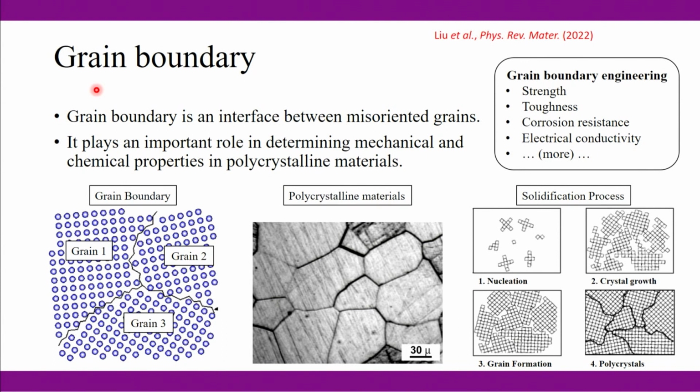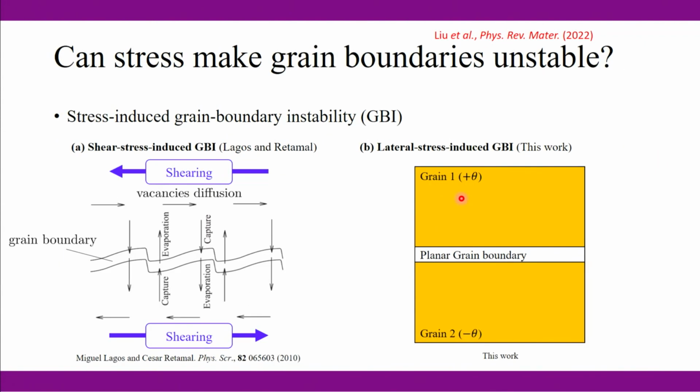You can manipulate the grain boundary to achieve certain material properties. You are probably much more familiar with this than me, so I'm showing some examples here. The question we're asking is this: it has been shown that if the system is subject to a shear strain, then the grain boundary is going to undulate.